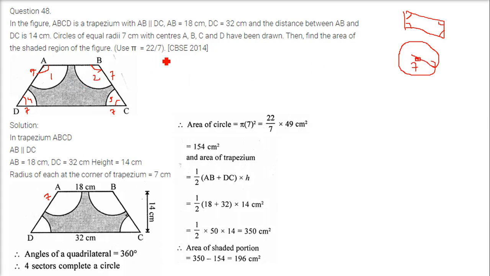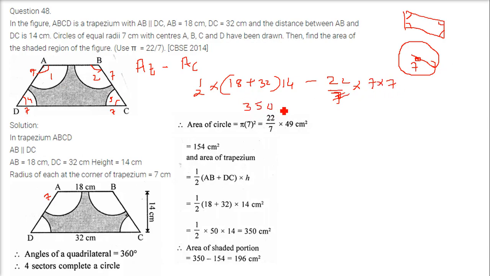So essentially what we have to do is find out the area of the trapezium, and subtract the area of the circle with the radius 7. What is the area of the trapezium? It is half into the sum of the parallel sides, 18 plus 32, and the distance between them, that is 14. And we have to subtract what? It is pi, that is 22 by 7, and r square. What is the radius of this circle? If you combine them, it will be 7 into 7. So what do you get? Here you get 350, here you get 154, and the answer comes to 196.